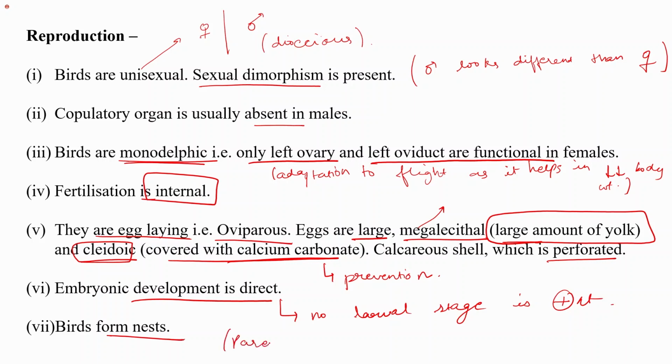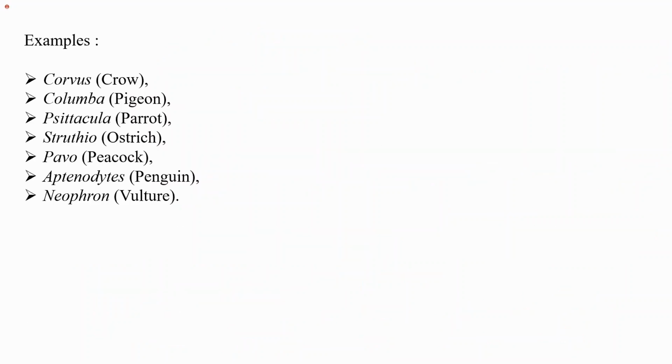Birds form the nest. Parental behavior is highly observed. Parental caring is observed. They form nest in which they lay eggs, and parental caring is highly observed.